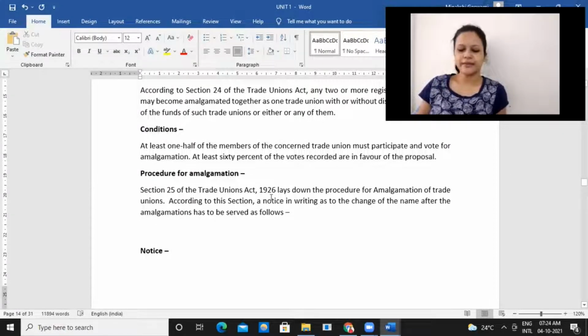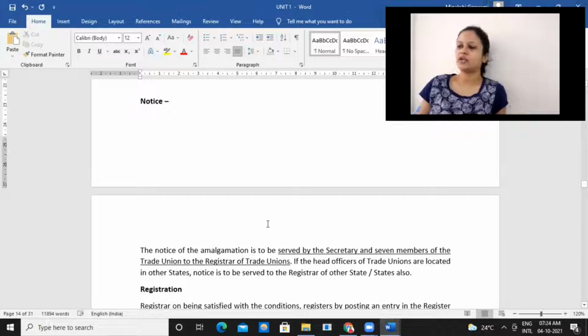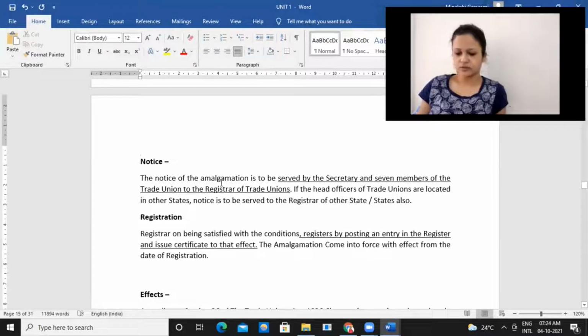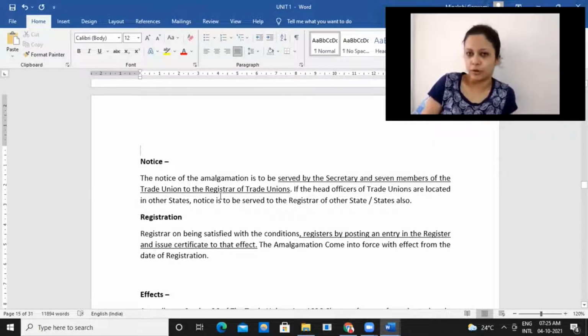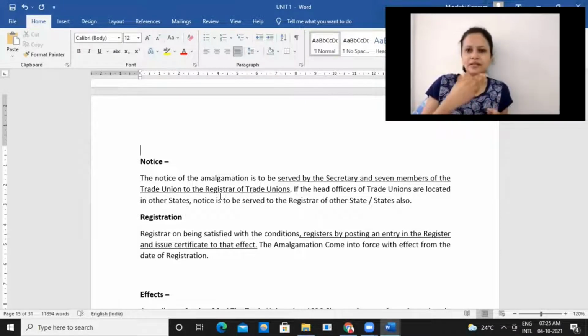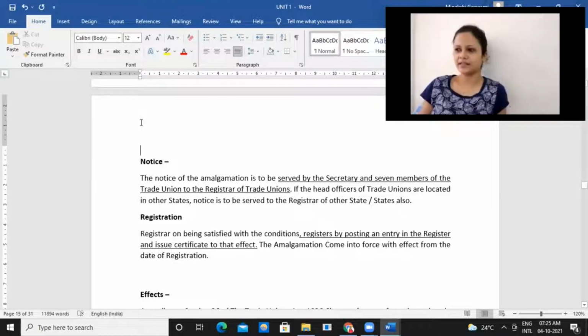Procedure for amalgamation: Section 25 of the Trade Unions Act lays down the procedure. According to this section, a notice in writing as to the change of name after amalgamation has to be served. Notice has to be given that by combining these 2 or more trade unions, we are forming this new trade union. The notice has to be served by the secretary and 7 members of the trade union to the registrar of trade unions, because they should also be informed. As we have seen, the registrar maintains a register wherein all the details, names, and addresses of the trade union are registered. So when they have decided to amalgamate, they need to inform the registrar as well, so that he can make changes in the register accordingly.